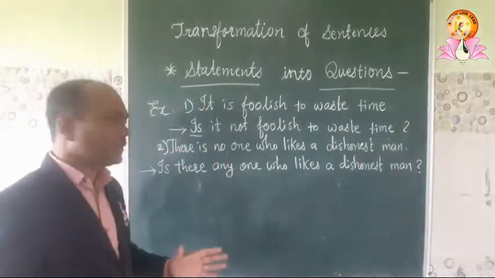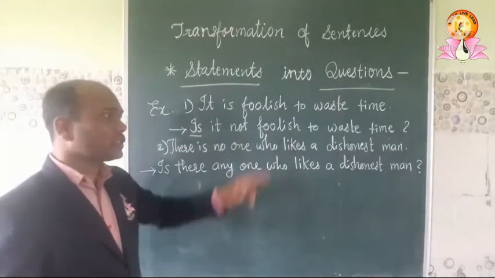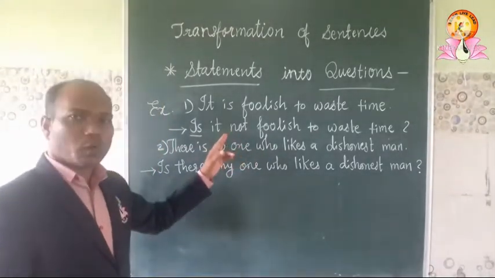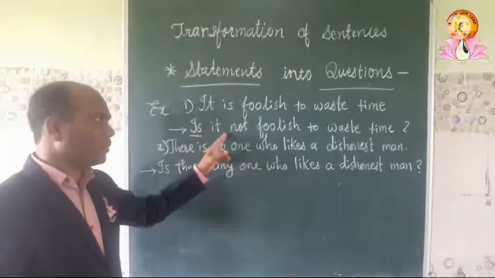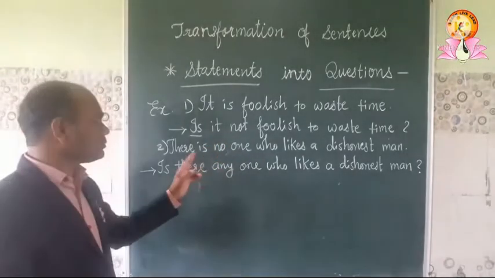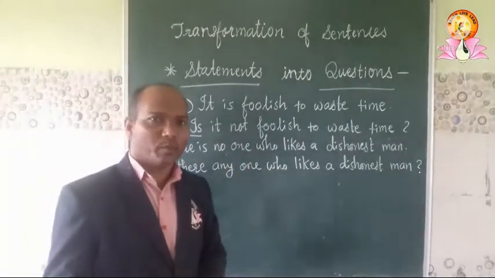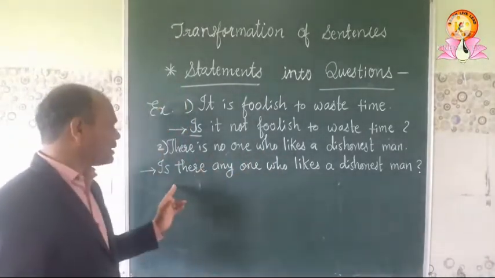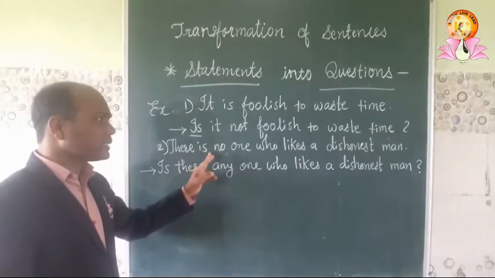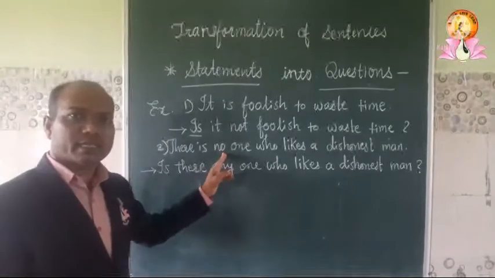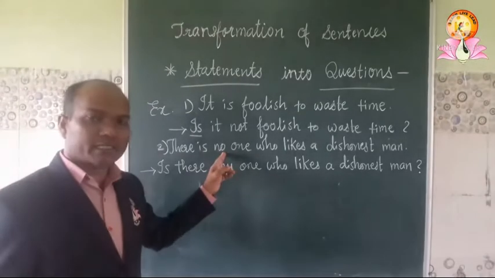In this way, we can write the answer: is it not foolish to waste time? This is the question. It is in negative form. Next example. There is no one who likes a dishonest man. Answer. Here, this statement is negative. No one. Here, it shows that it is in negative form. It has a negative sense.